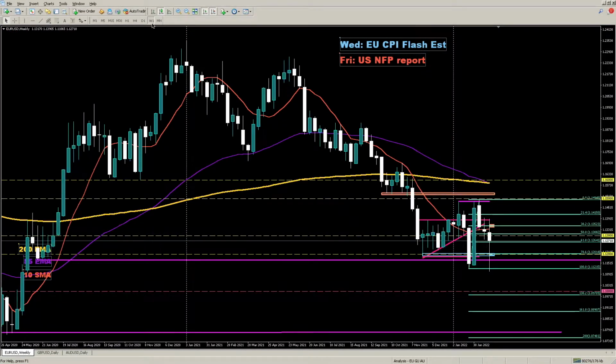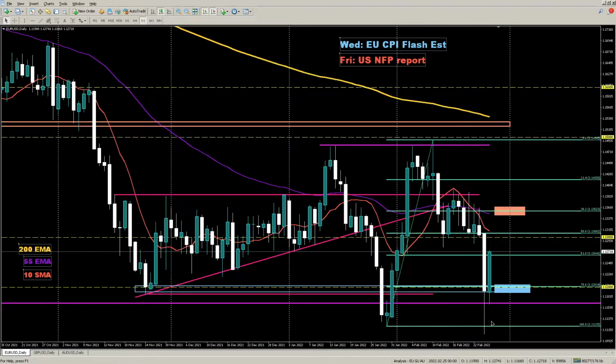On a weekly time frame, it still managed to find support from that swing low area. That's where it bounced back up to the 62 Fib retracement. So this was the previous swing low as well. That was the support level.